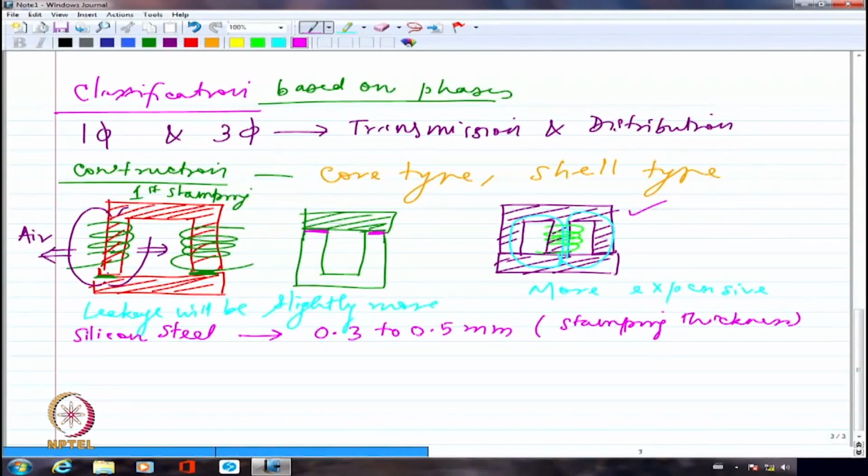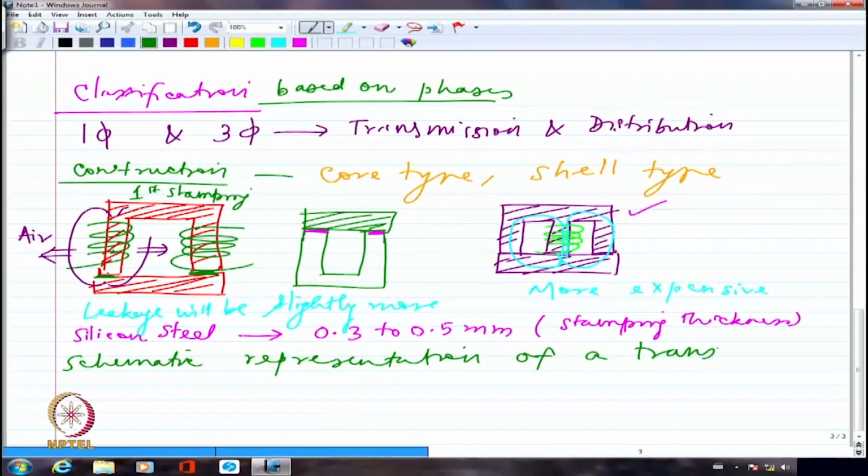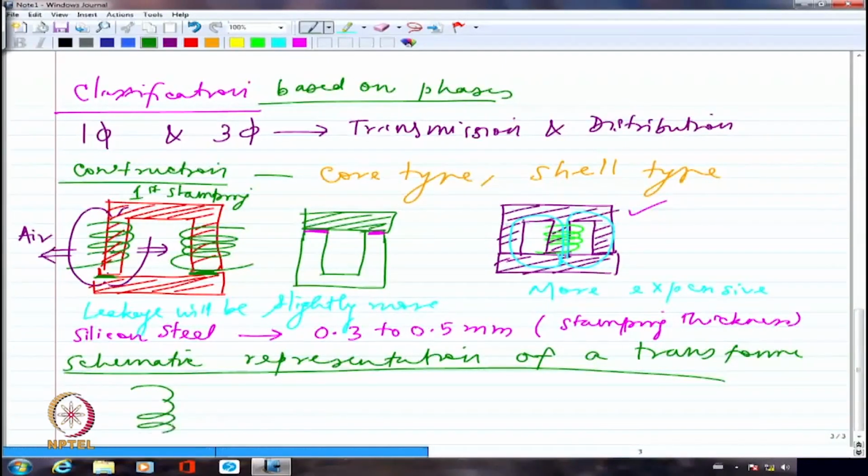So let us now go to the analysis of a transformer. Let me just represent, schematically, a single-phase transformer. So I would simply show that as 2 windings like this, right? And they will be essentially shown with the help of 2 parallel lines. The core will be shown with the help of 2 parallel lines sitting in between. Right? This is the representation of a transformer.